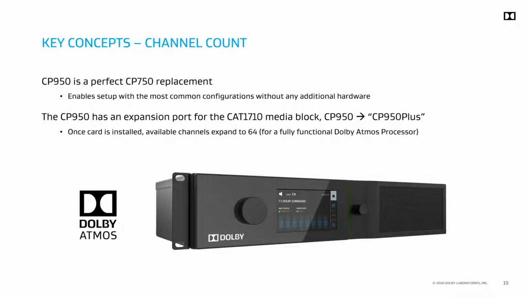All right, so that's some of the reasons why we believe the CP950 is the perfect CP750 replacement, enabling the setup with the most common configurations without additional hardware. In addition to that, the CP950 has an expansion port for the Dolby Atmos media block. This will make the unit a CP950 Plus when that's available. Once the card is installed, the unit's available channels will expand from 16 to 64, and the result is a fully functional Dolby Atmos processor.